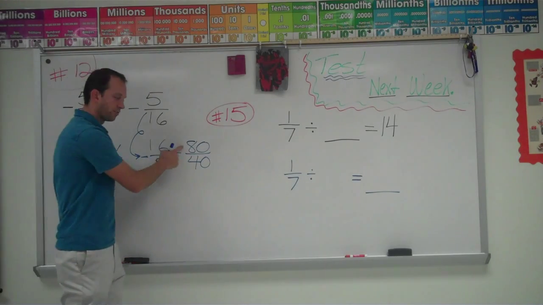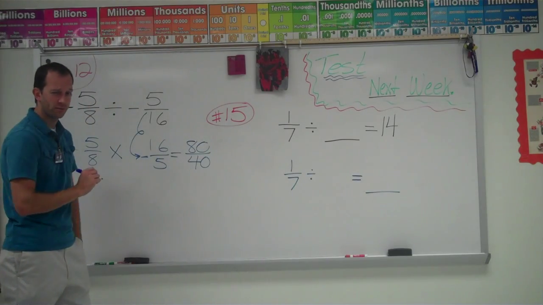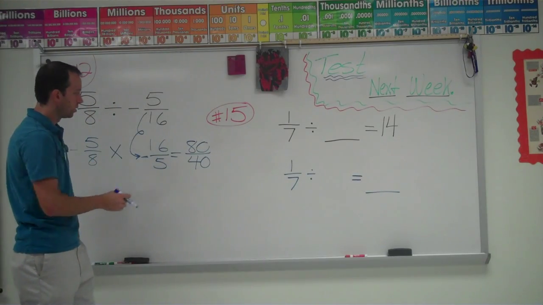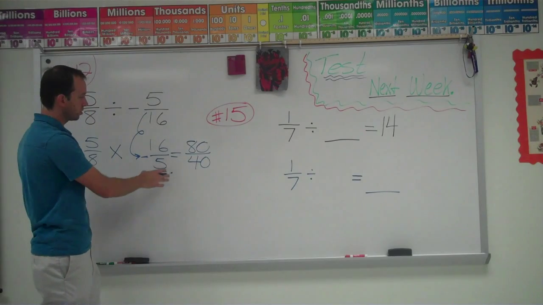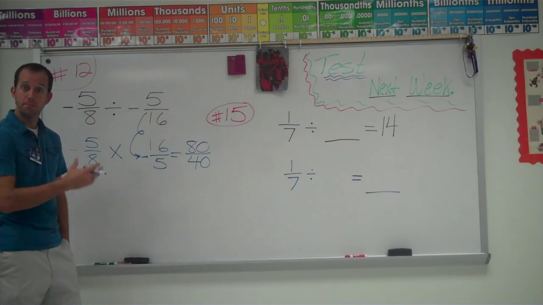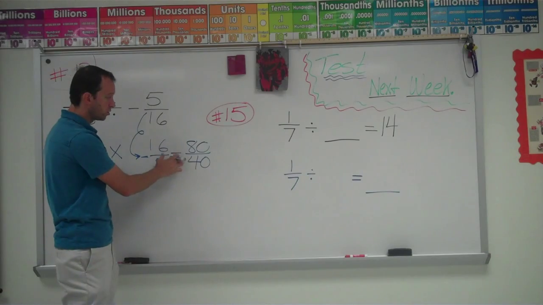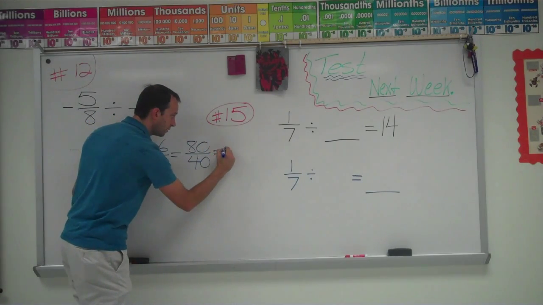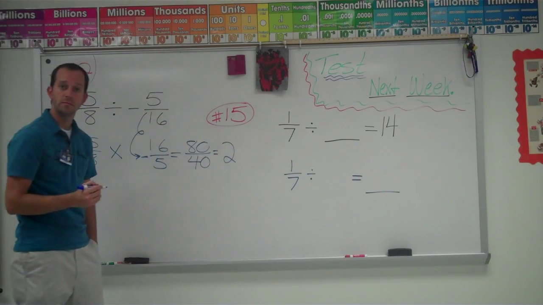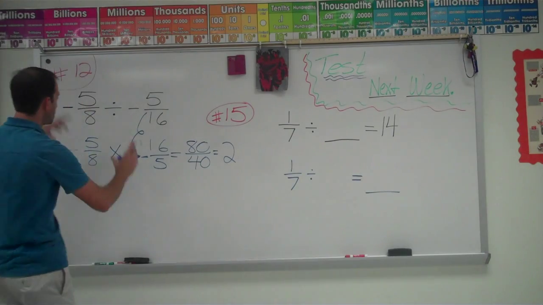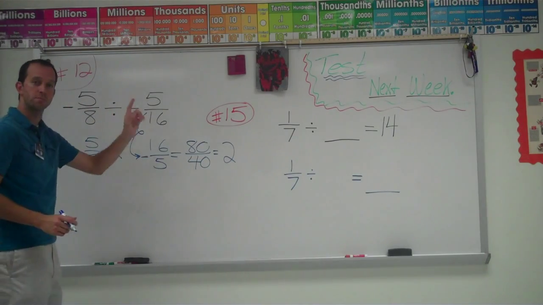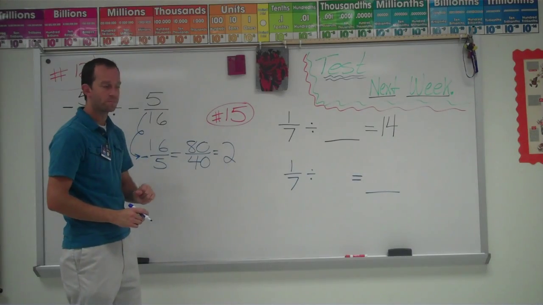Well, that's a fine number, but it's not an okay fraction for our answer. We don't want improper fractions, so we are going to divide that to make it a mixed number. 40 goes into 80 exactly 2 times, and we're finished. 12 is done. It's positive 2.